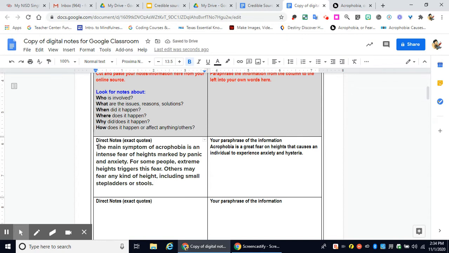And as you can see, it says direct notes. These are exact notes, the exact text from that article that I found that I decided was good and that I want to use for my research. Okay, those are the exact words from the article. I cannot use the exact sentences and words in my research paper because that's plagiarizing. I would be stealing someone else's work, and I cannot do that.